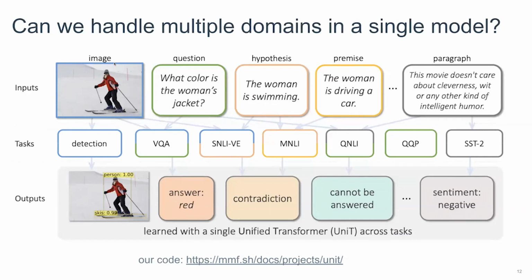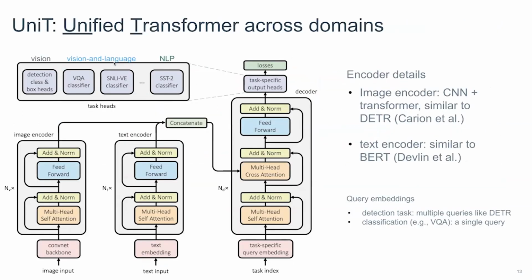In this particular work, we try to do this by learning a single transformer model, which we call UniT, short for unified transformer. In this figure, we want to address vision-only tasks such as detection, multimodal reasoning tasks such as VQA, and GLUE benchmark tasks, all within a single shared model. So how do we do this? We extend the transformer encoder-decoder architecture, which you might have seen in translation applications, by allowing it to take either image input or text input or even both, and handle tasks across domains.